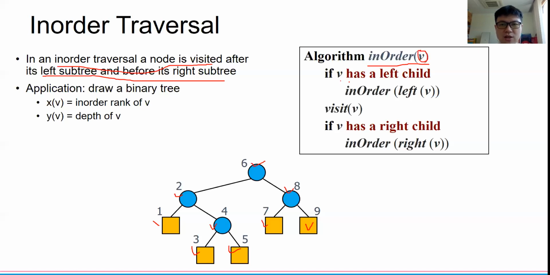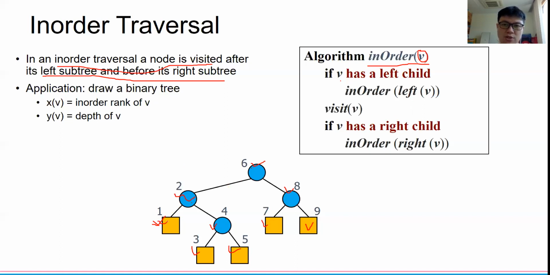So v has a left child. If v has a left child, yes, it is true. Then in order left v. Sorry, maybe it should be starting from here. It has a left, yes, then it goes here. In order left v. And then we will check if there is a left, yes, left, then we'll go here.